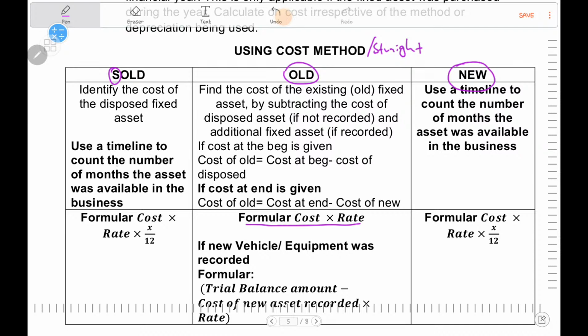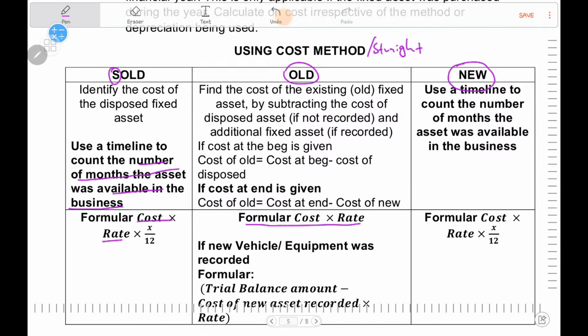Now again, even when we dispose a fixed asset, when we calculate the depreciation, we have to use a timeline to count the number of months the asset was available in the business, because we know that if an asset is sold during the year, then that particular fixed asset did not spend the entire year in the business. So you have to count from the beginning of the year up until the date in which that particular fixed asset is disposed.